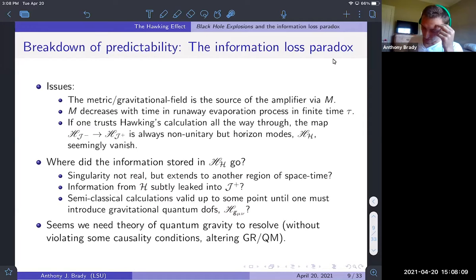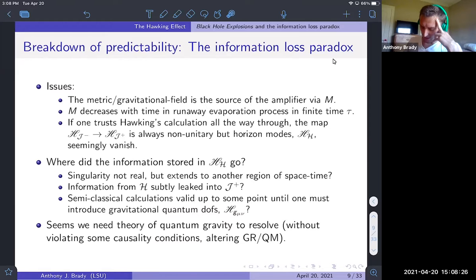So that leads to the million-dollar question: where did the information stored in these horizon modes go? Resolving that is effectively resolving the information loss paradox.